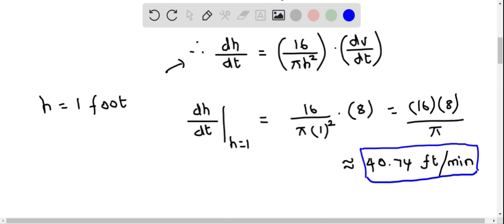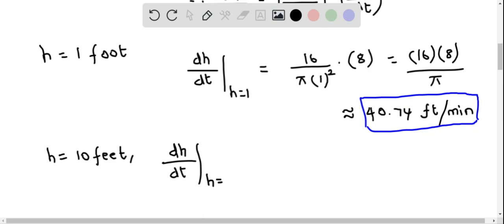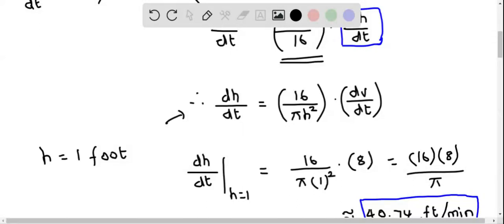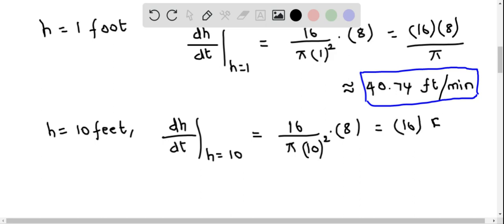We now plug in h equals 10 feet into the same expression and calculate dh/dt. So h equals 10 feet, and this implies dh/dt when h equals 10. We plug it into the expression. So it becomes 16 by pi times h squared, where h is 10, so it becomes 10 squared, and dV/dt is 8. And this equals 16 times 8 divided by 10 squared, which is 100, so it becomes 128 over 100 pi. Once again, we plug this into the calculator, and approximately we get 0.407, and this is in feet per minute.